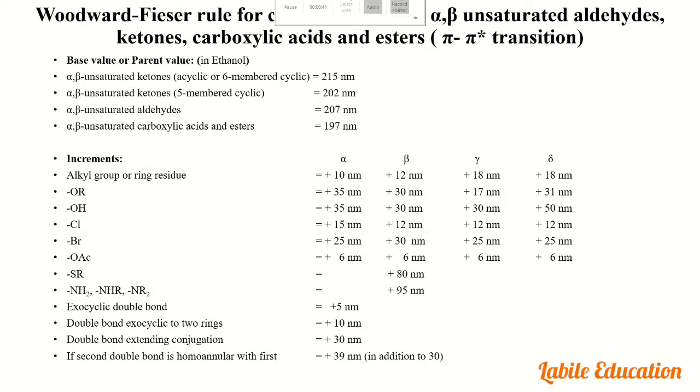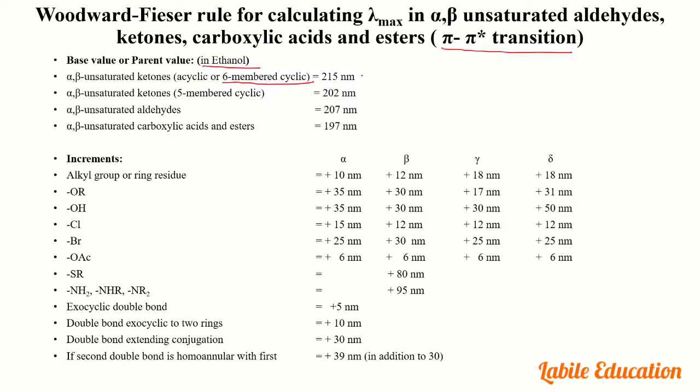So in the Woodward-Fieser rule, they have given some base values and some increments. Here we are calculating lambda max for the pi to pi star transition. These are the base values, and these values are given in ethanol. So ethanol is the solvent. Suppose there is an alpha beta unsaturated ketone, and it is acyclic or cyclic. If it is cyclic, then six membered, like alpha beta unsaturated cyclohexanone.